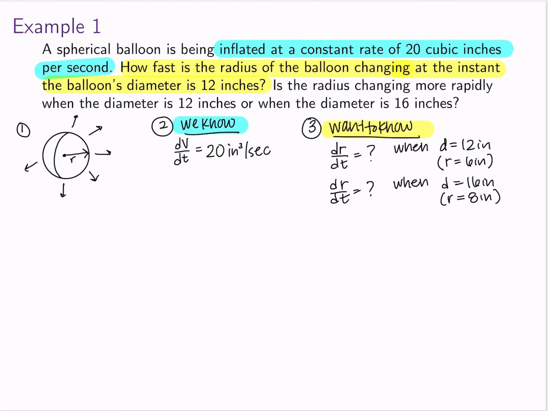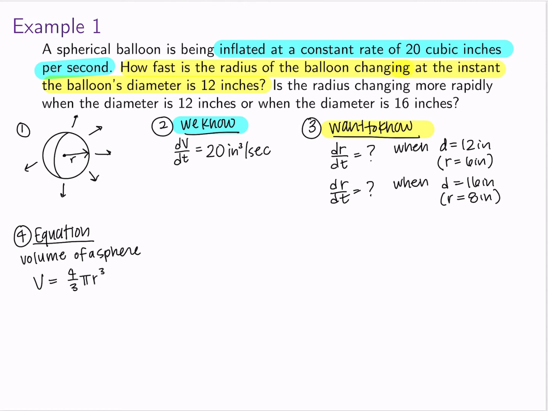We'll label that too. All right, so we figured out what we know and what we want to know. Step 4 is we need an equation that relates the variables together. So we were talking about the volume and the radius. So we need an equation about volume and radius of a sphere. We can look these up on the internet or Google and find these equations. But the volume of a sphere is V equals 4/3 pi r cubed. And that is our equation.